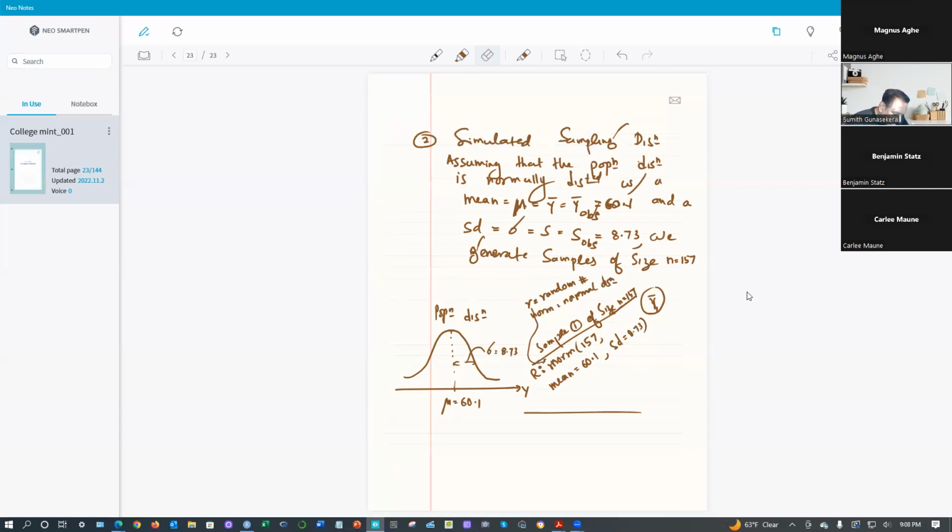Let's say the second one, sample 2 of size n equals 157. The same thing. In the R language, I write rnorm 157 to generate, and you have to supply its mean, which is 60.1, and standard deviation 8.73.